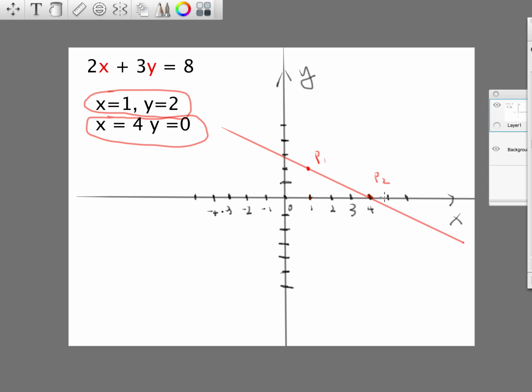So this line is this equation, because P1 and P2 satisfy this equation. We have 2 points. These 2 points are different, because if we draw them in the coordinates, they are different points. So this line matches this equation.